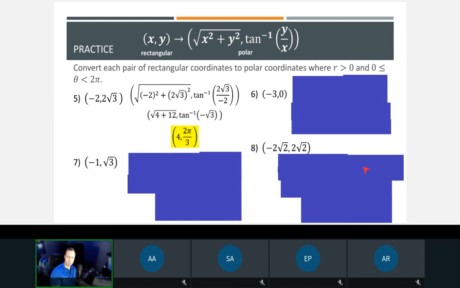Good, good, good. Number 5. Okay, all right, so everyone try number 6. It's pretty easy, but I'll give you 2 minutes for number 6.